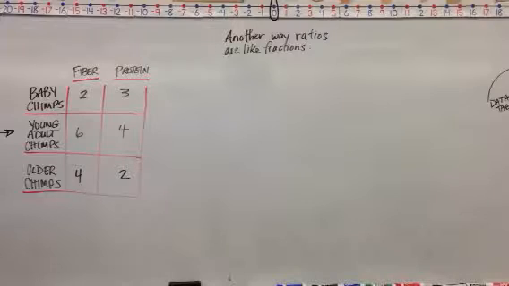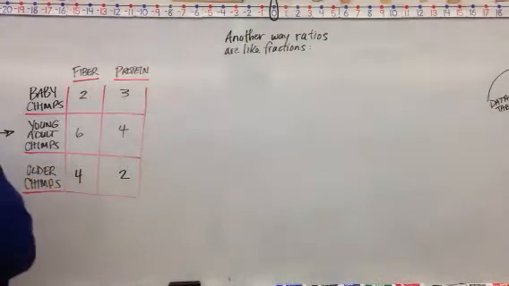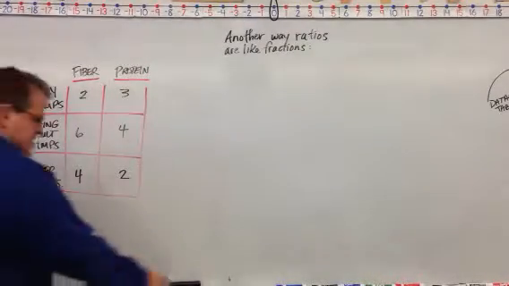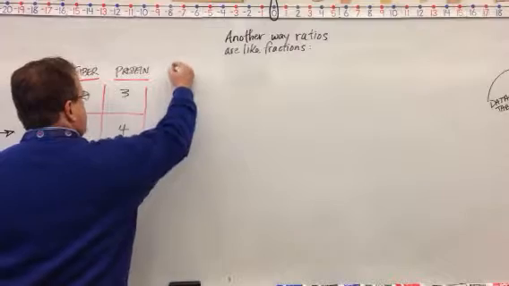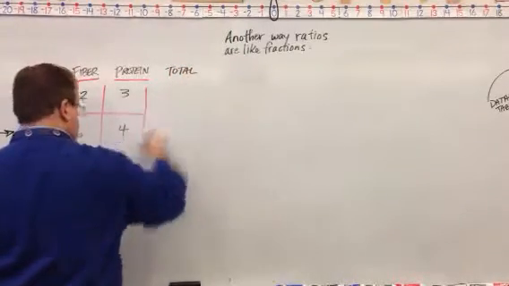Go ahead, Hannah. Well, I said it was 6/10, which equals 3/5, because 6 plus 4 equals 10, and the fiber was 6, so that would equal 3/5. Okay. So why'd you come up with 10? Why'd you add the 6 and the 4? Because it says total amount of food mix for young adult chimps. Yeah. Total. So it's almost like you need a third column here that says total.